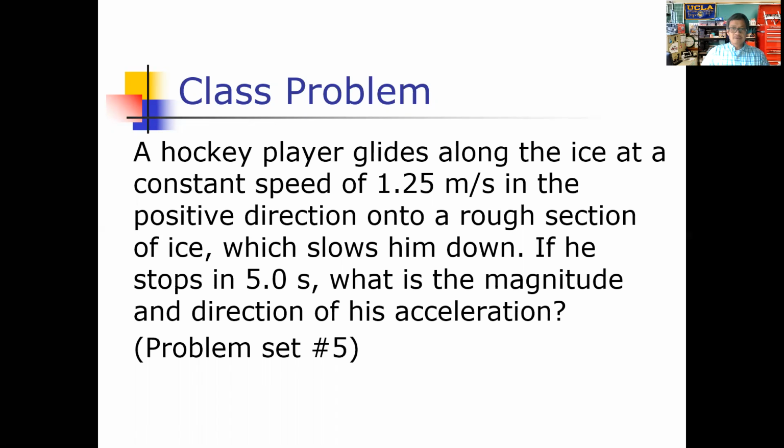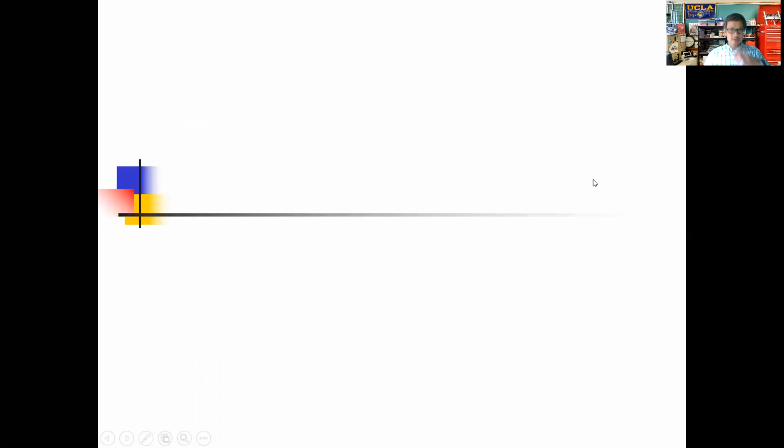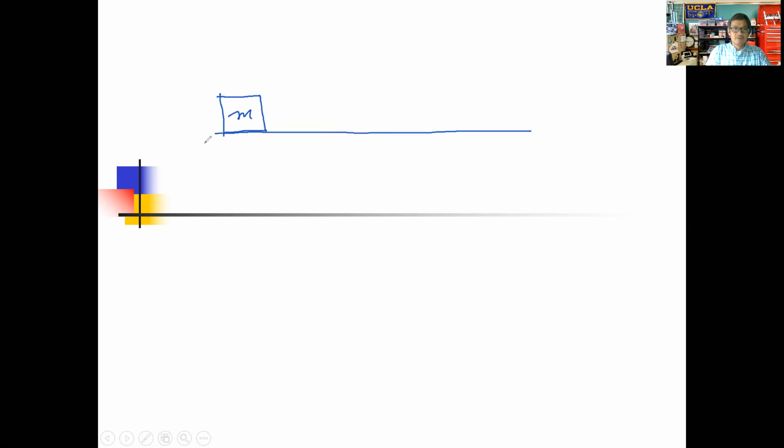Okay, let's go ahead then. Let's work out this problem, and I'm going to draw the picture here to help us. So there is our object. Our object is the hockey player, mass M, moving along the horizontal here. We're going to call this the origin at 0 meters. He moves in a positive direction.